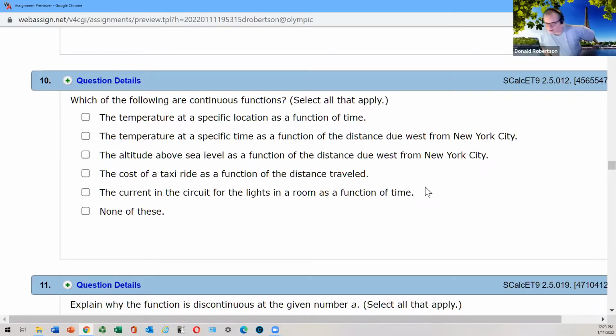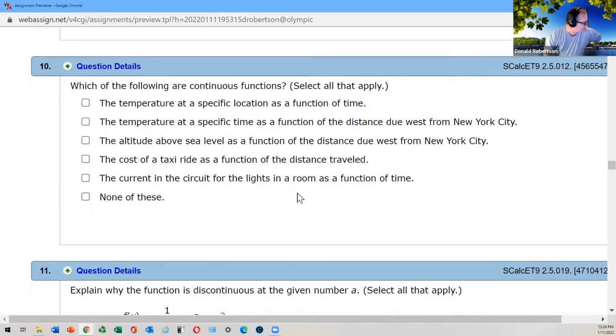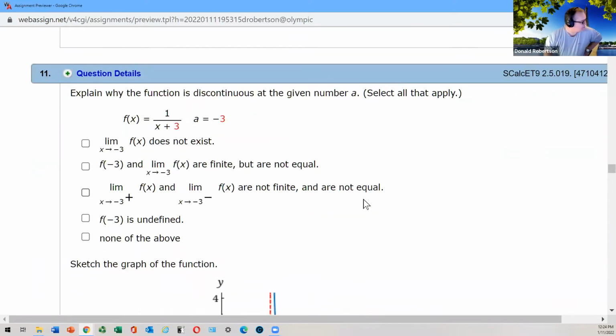Now, if you say, oh, well, the taxi I get is a flat rate, right? It's $4 a mile. They don't charge you until you walk in the door and it's always $4 a mile. Well, if it was that kind of taxi, wouldn't the answer be, yeah, it's continuous? So I guess you'll find out when you're doing your answer which one of those two. My gut feeling is that it's not considered continuous. Then have a current in the electric lights in a room. And then I guess that's a catch-all in case you think none of them.